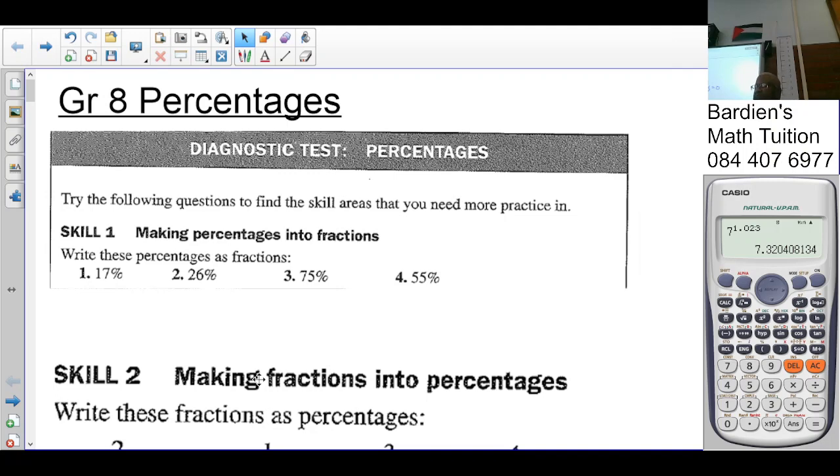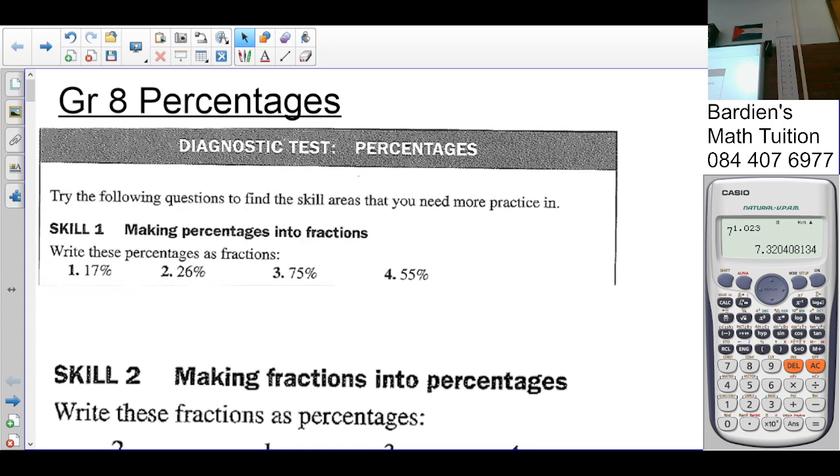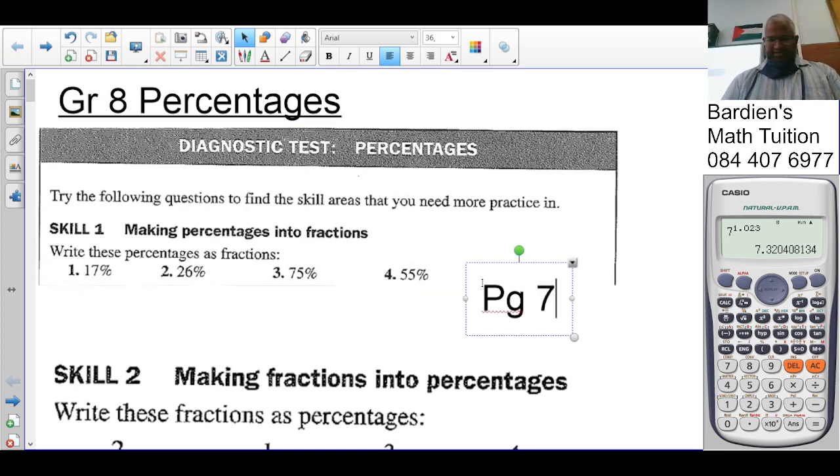Any problems there? No. Then you went on to the diagnostic practice, the diagnostic test on percentages. Don't forget the test that you just wrote now. You're going to answer it again at the back of your book for the second time. That is part of your homework for tomorrow. So, diagnostic test on percentages. Page 75.